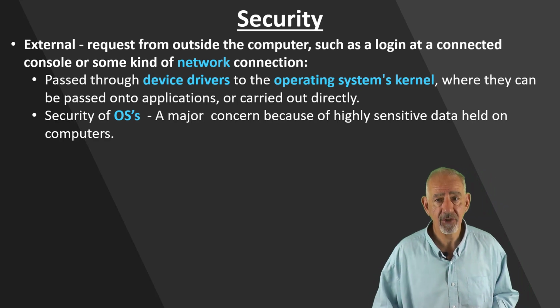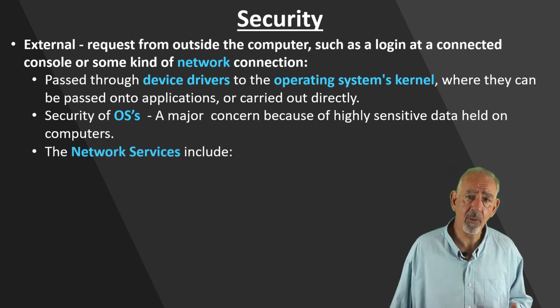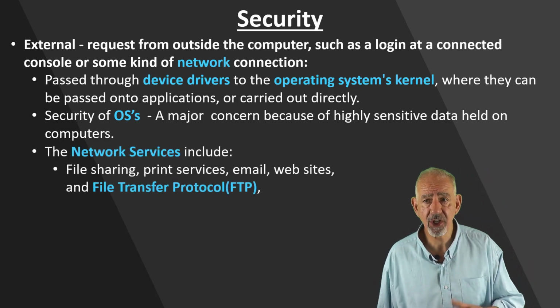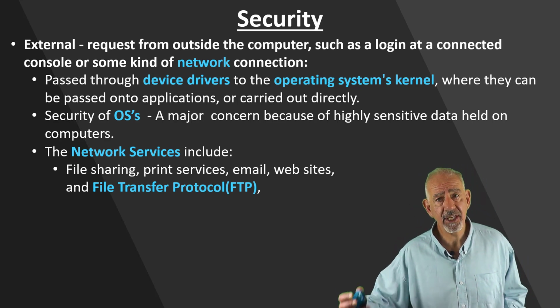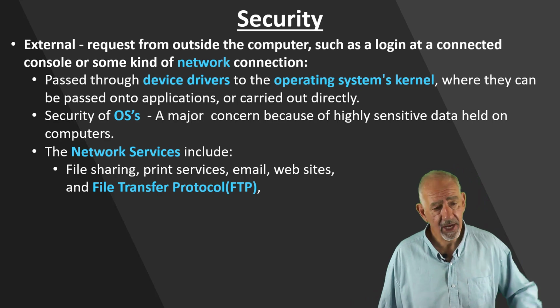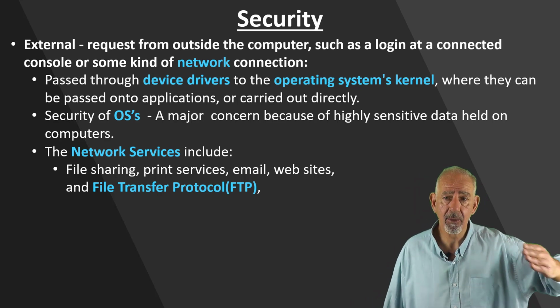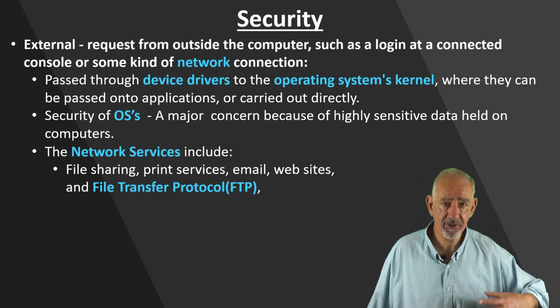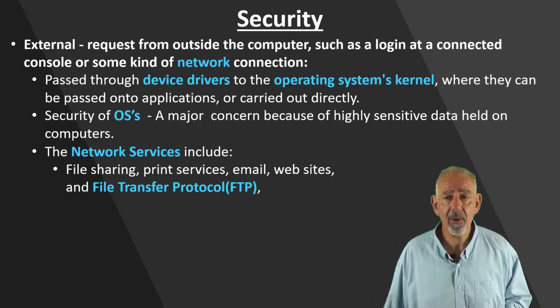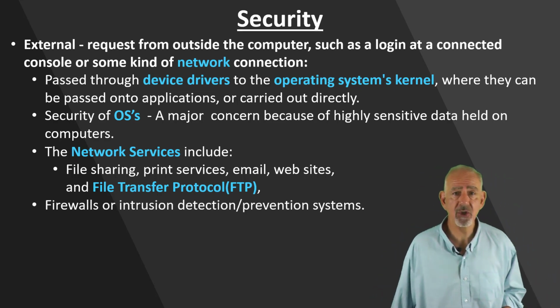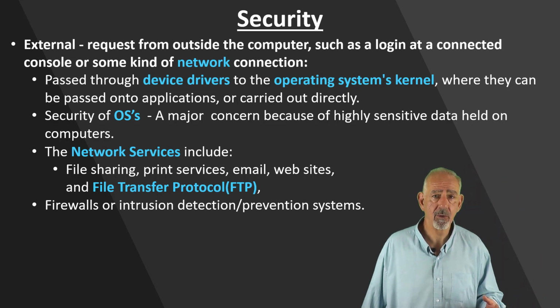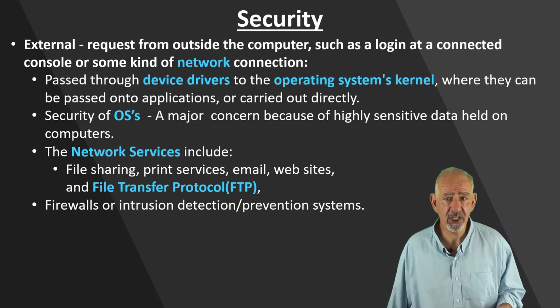that we are secure. Network services can include things like file sharing, print services, email, websites, and even things like file transfer protocol if we want to take one file and put it somewhere else. So obviously we have to make sure these are secure. Now, one of the chief ways of making our system secure is using things called firewalls, or some sort of intrusion detection system.